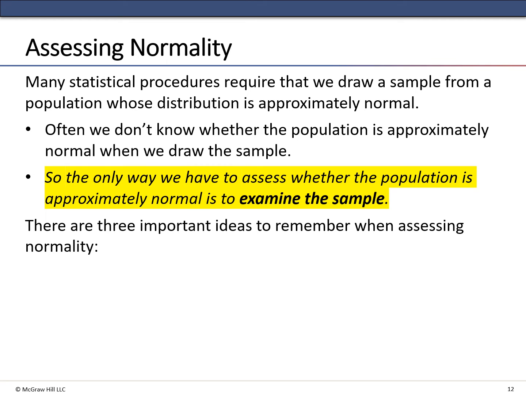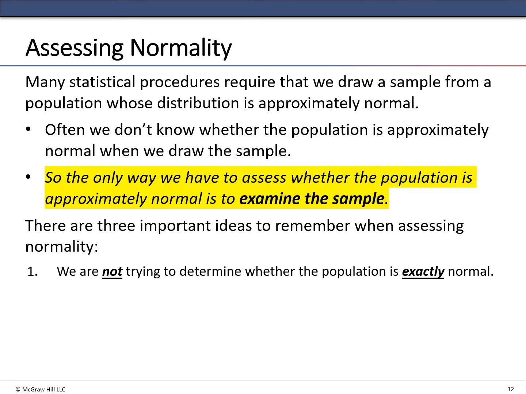And there are three important ideas to remember when assessing normality. We are never looking for exactly normal, okay? We're looking for roughly normal, okay? If the data is relatively a bell curve, that normal curve, then we can make some great inferences from it and some conclusions about the population.